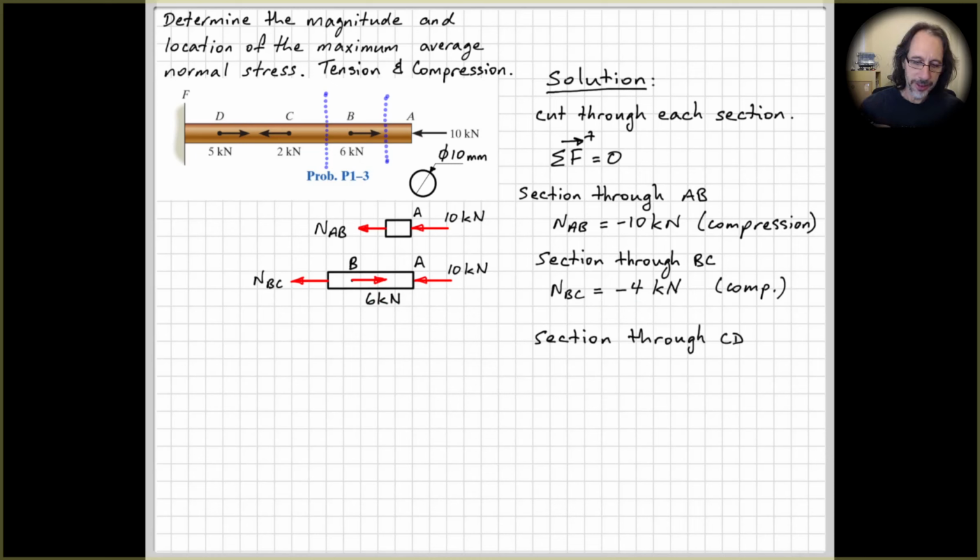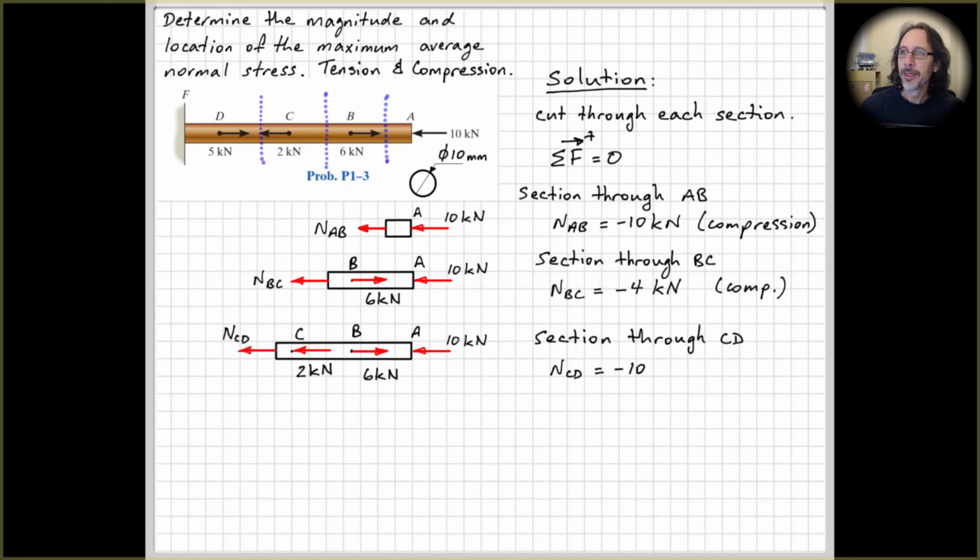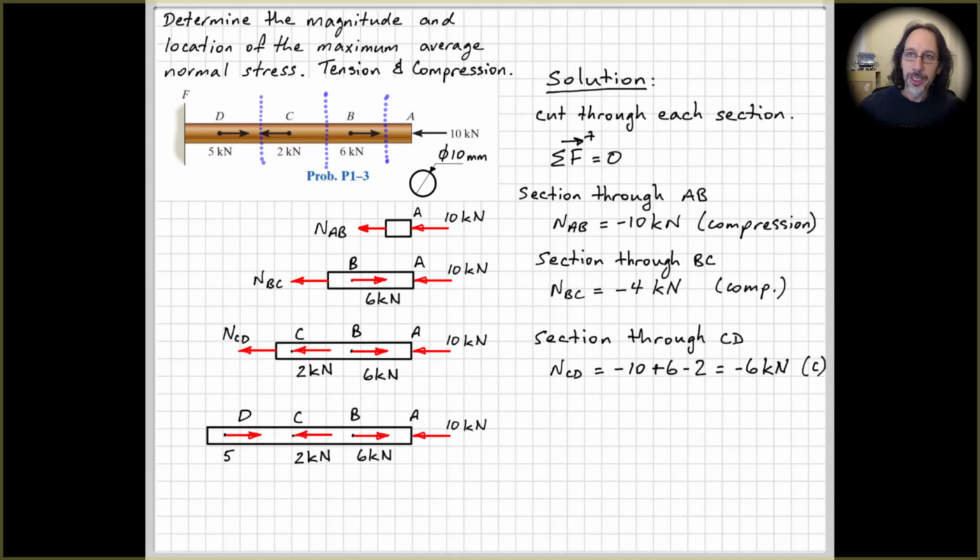So continuing the process, take a cut through section CD, draw everything to the right of the cut. So we now need to include this 2 kilonewton force, put on our internal action, label it NCD. Sum of the forces in the horizontal direction equals 0, so we get NCD is minus 6 kilonewtons, so again in compression. One more, take a cut through section DF and internal normal force, NDF. Sum of the forces equals 0, we get NDF equals minus 1 kilonewton, so that's in compression.